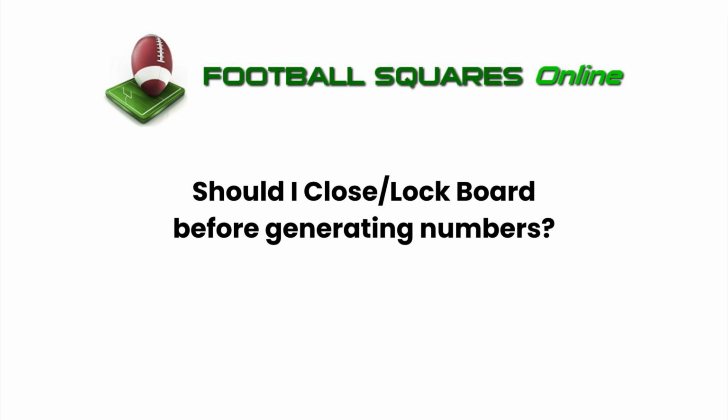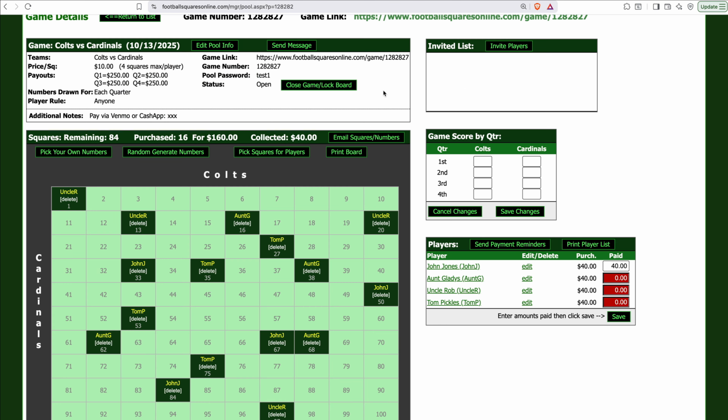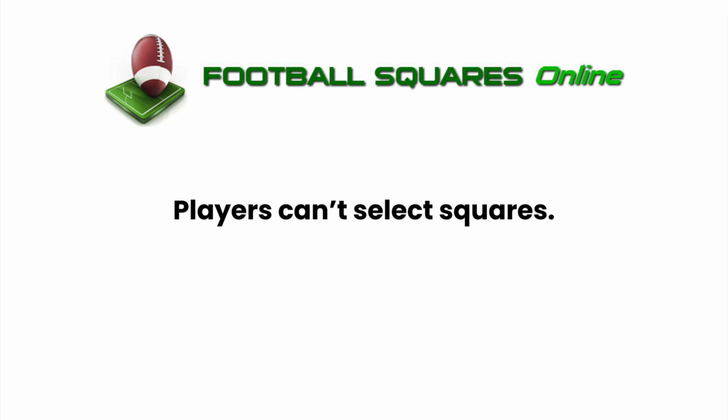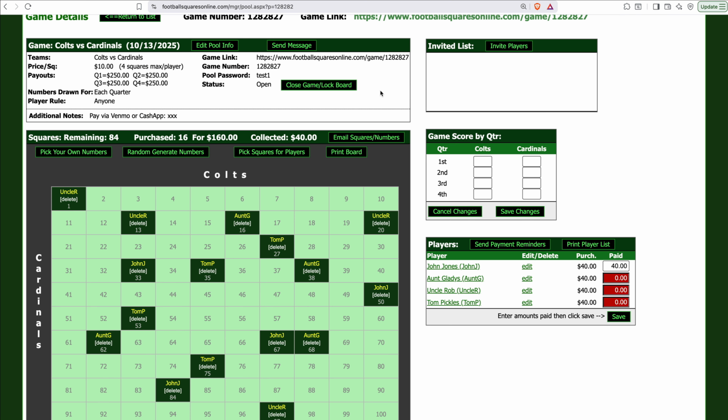Should I close or lock the board before generating the numbers? You don't have to if you are ready to generate your numbers. If the board is full and you are not ready to generate the numbers, then you can choose to close and lock the board so that players can't make any changes to the squares that they've selected. Players can't select squares. So typically that means that you have already generated the numbers, which locks the board automatically.